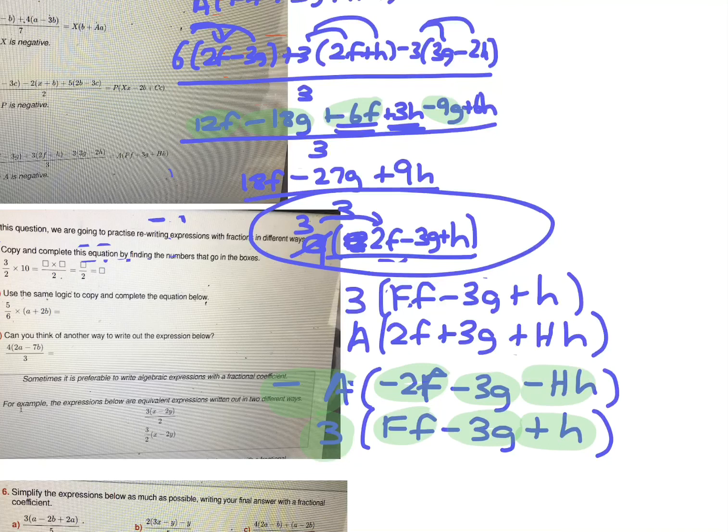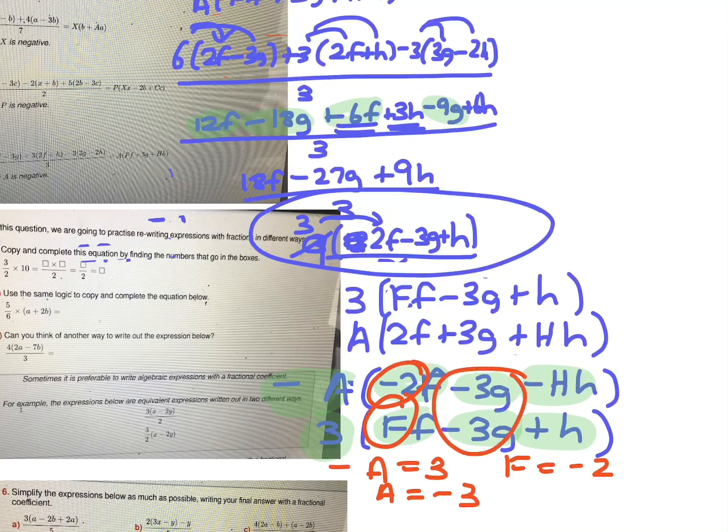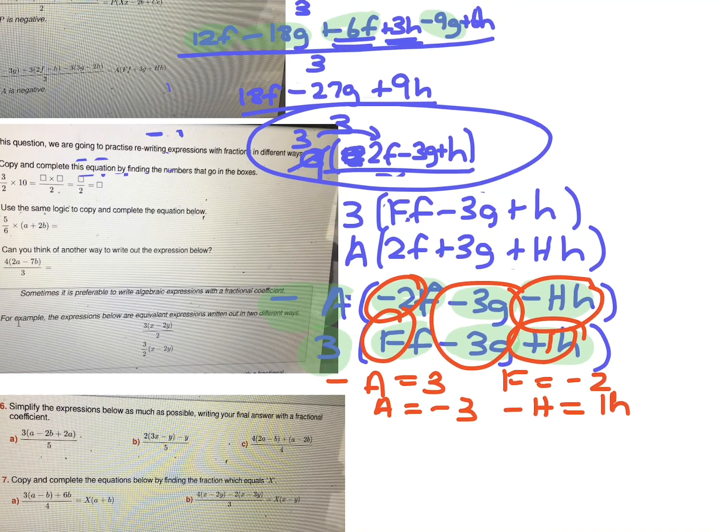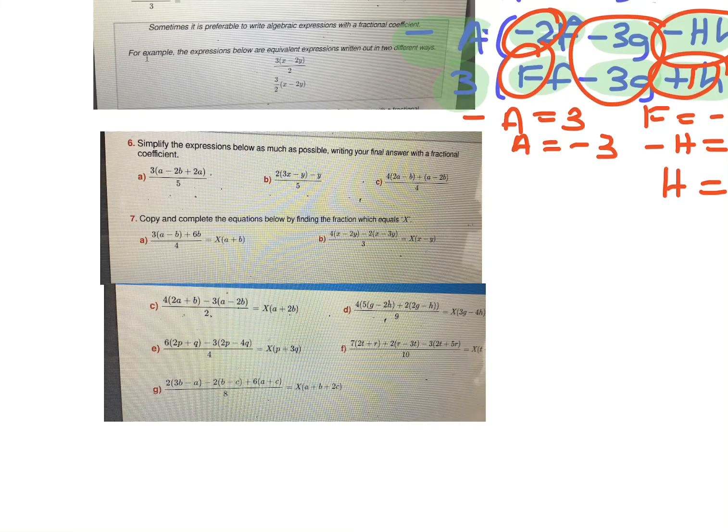So when we're doing this, then let's have a look. Minus A equals 3, so that means A would be minus 3. Big F equals minus 2, because that's what matches up. These are good. And minus H equals 1H. So minus H equals 1H. So that means that minus H equals the 1, sorry. So that means that H equals minus 1. Pretty hard question.